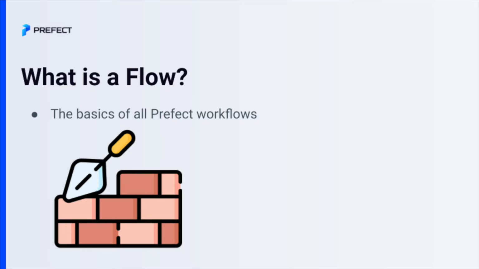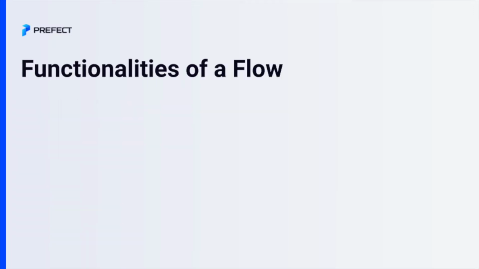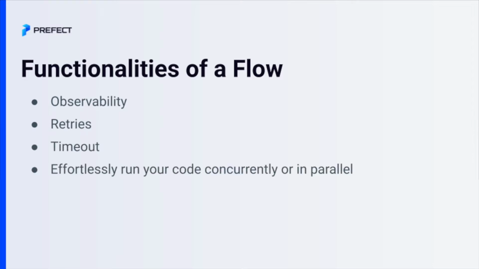The flow is the basic of all Prefect workflows. By turning your Python function into a Prefect flow, you can unlock a lot of functionalities of Prefect, such as observability, retries, timeout, and effortlessly running your code concurrently or in parallel.